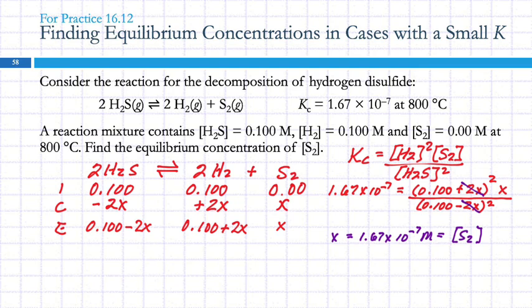We should check that, see if this is less than 5% of what we're subtracting it from. And I believe that gives us 1.67 times 10 to the minus 6%. Definitely small enough that it doesn't matter. Any questions?